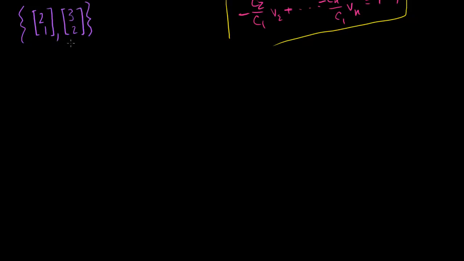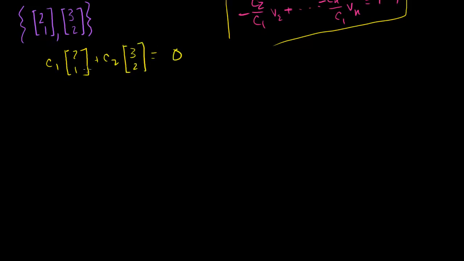Well, in order for them to be linearly dependent, that means that there's some constant times (2, 1) plus some other constant times this second vector, (3, 2), where this should be equal to 0, where these both aren't necessarily 0.